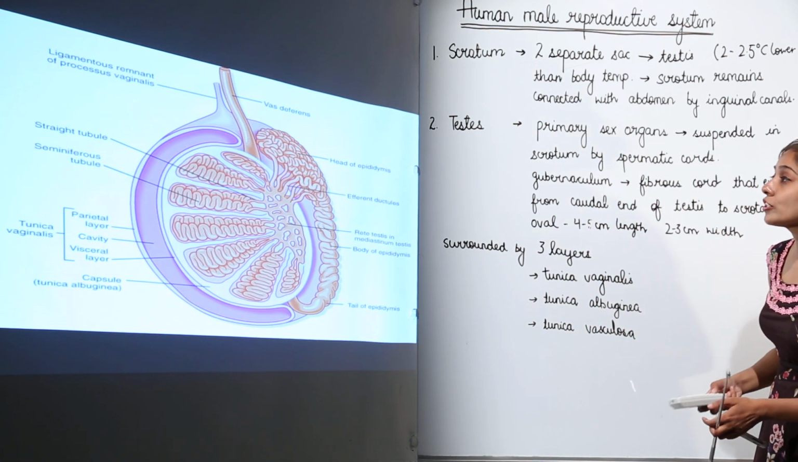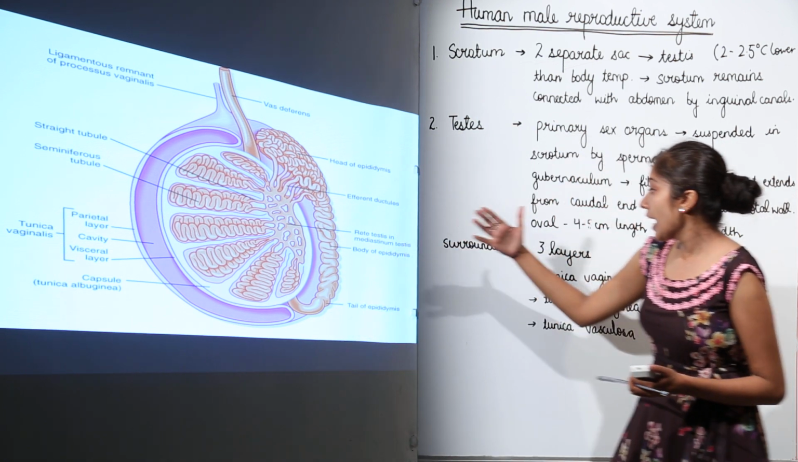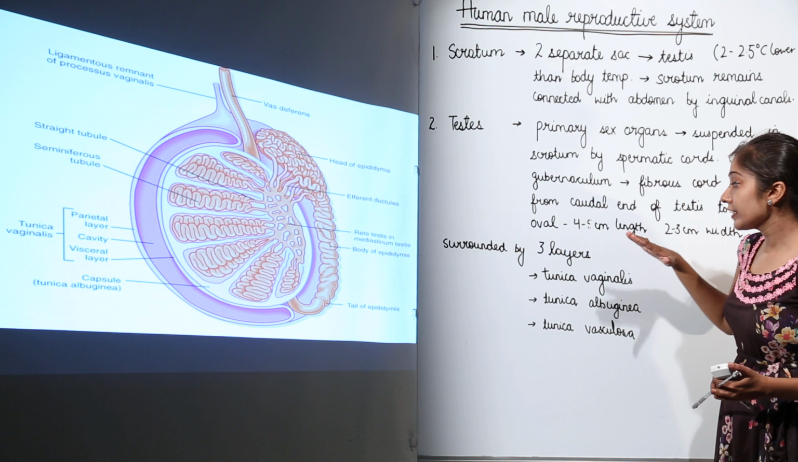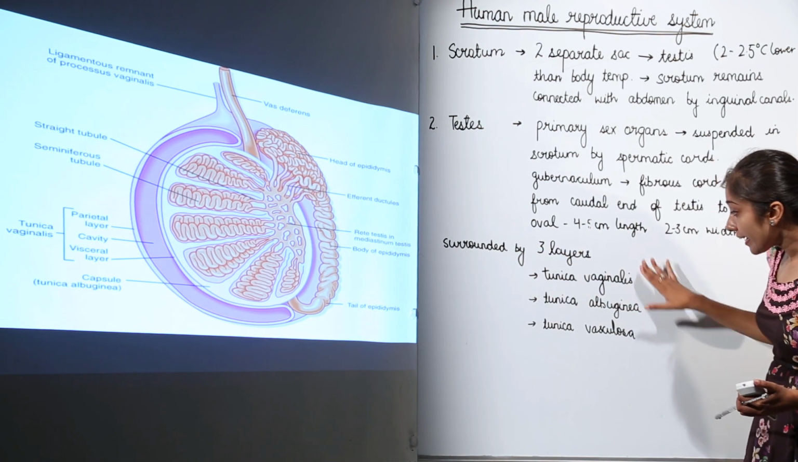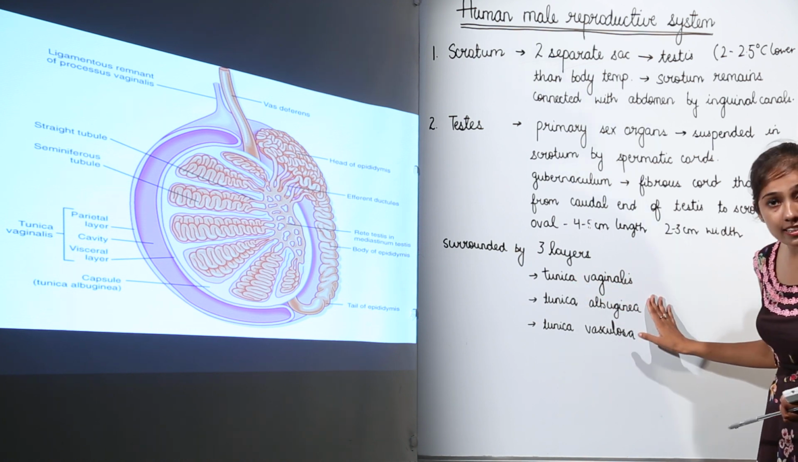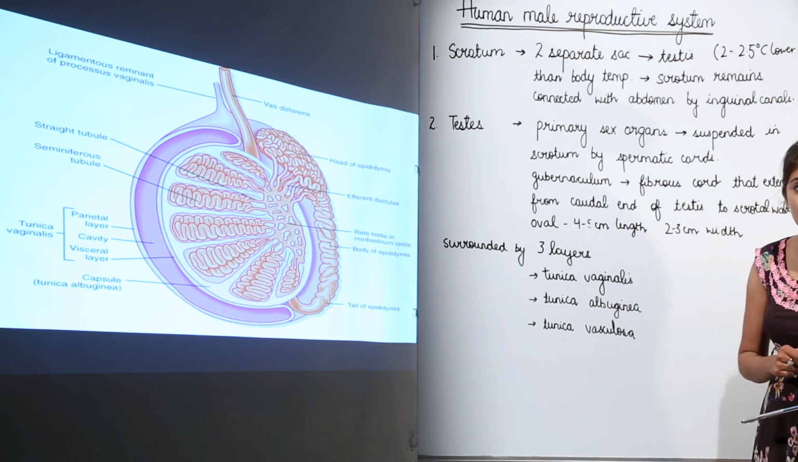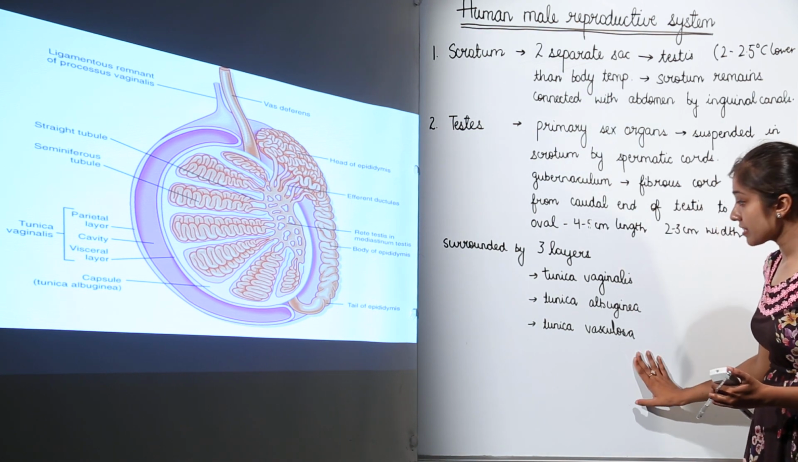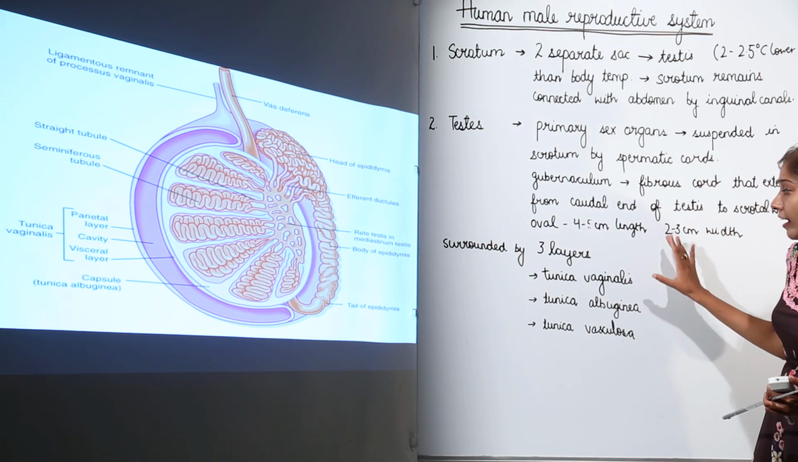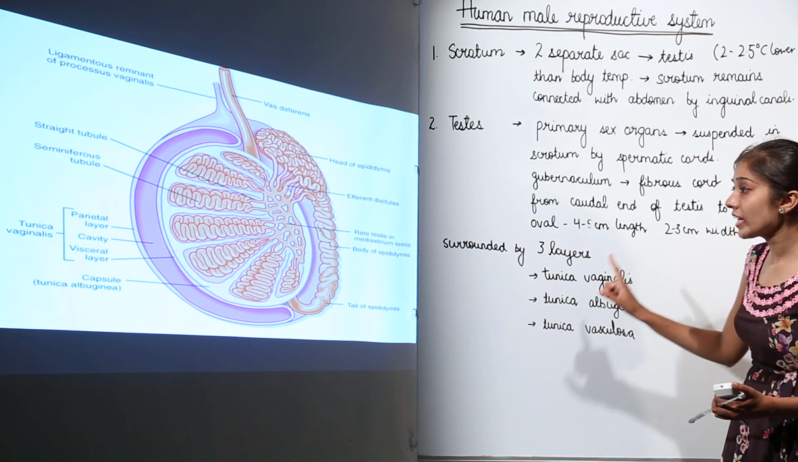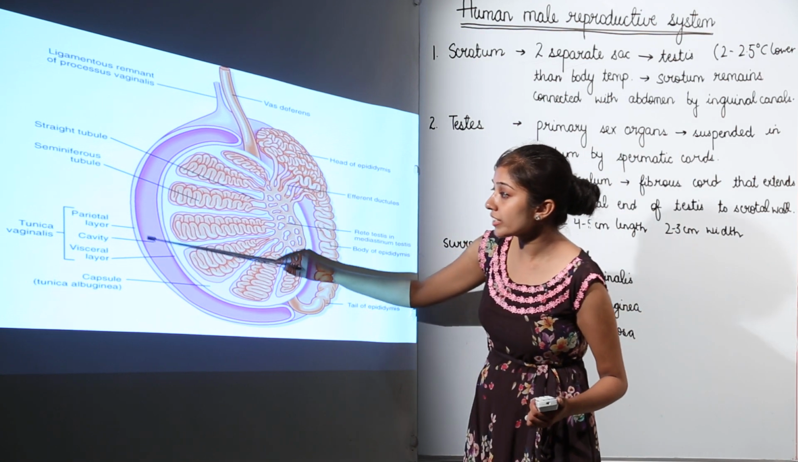Now we move on to this section of testes. Here I'll begin with the three layers that surround the testes. The three layers are namely tunica vaginalis, tunica albuginea and tunica vasculosa. The names may sound hard to learn, but they are very simple. The first layer is tunica vaginalis. Just look here. This is the first layer which surrounds the testes, right?